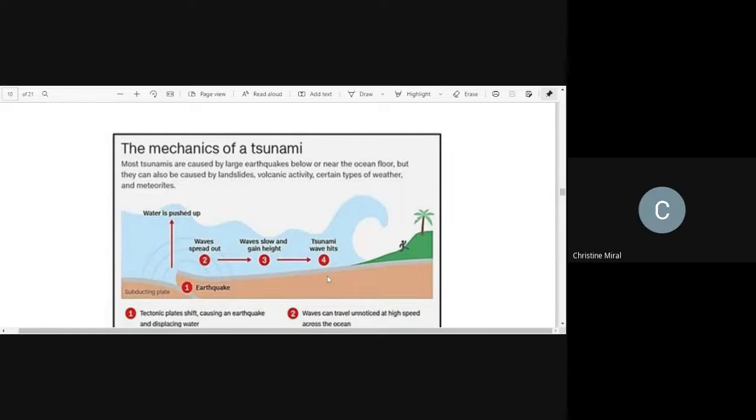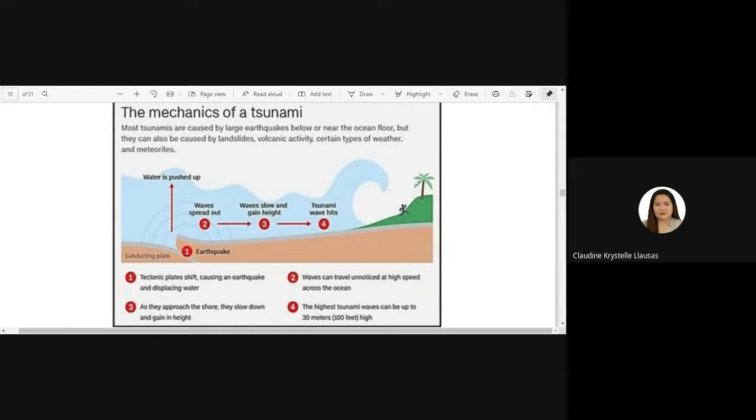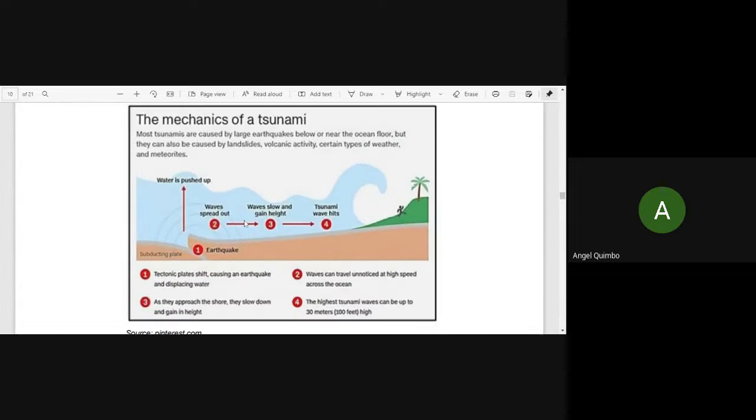Here is a figure that tells the mechanics of a tsunami. You see here the ocean floor, where the earthquake is. When an earthquake occurs, it releases a big amount of energy. So this energy causes the water to push up.